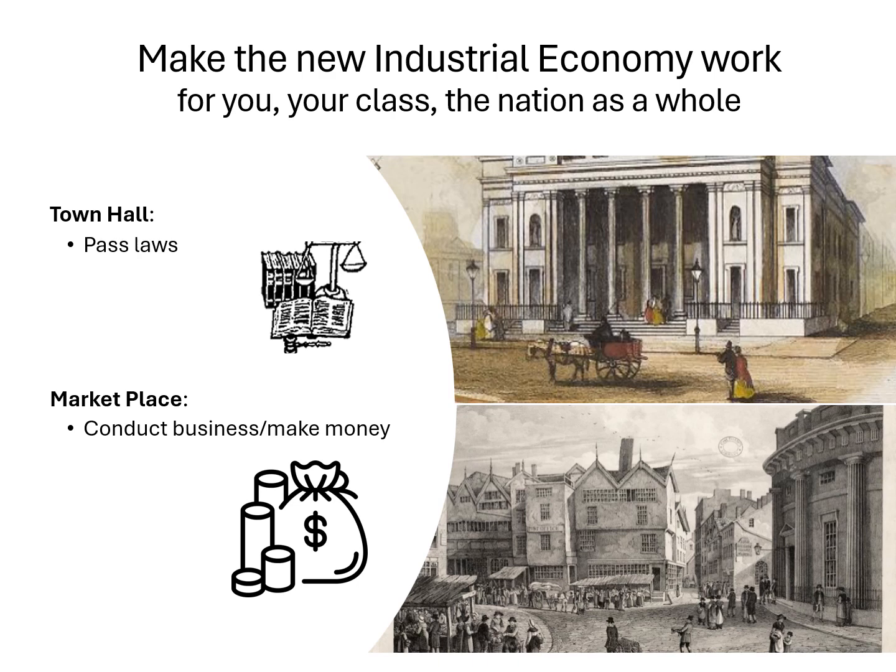Also, don't forget the goals of the game. Your goal as a player is to make the new industrial economy work for you, your class, and the nation as a whole. You can do this in two ways: in town hall by passing laws, and in marketplace by conducting business and making money. In town hall, you will get laws passed by making convincing arguments, and you can use the ideas of contemporary thinkers or contemporary business people or contemporary workers in order to get those laws passed.